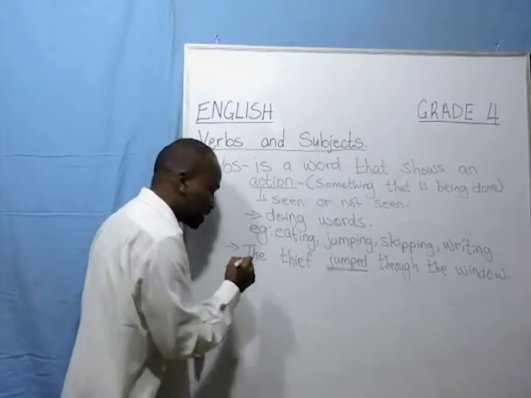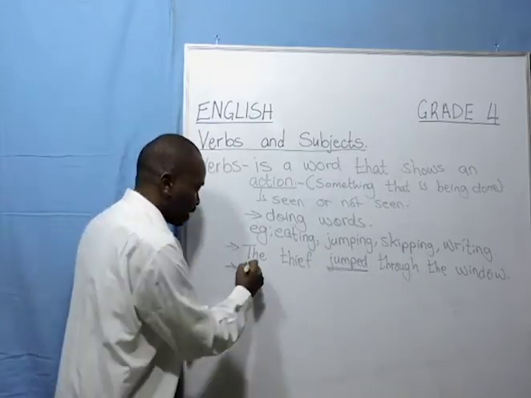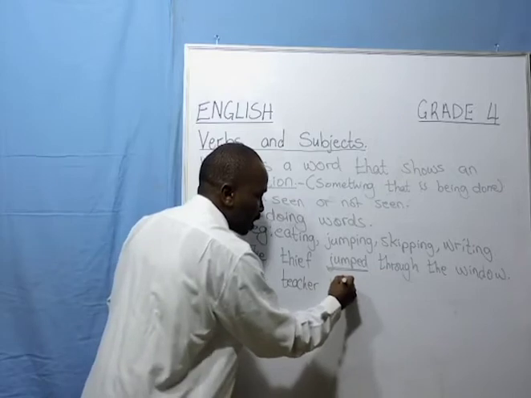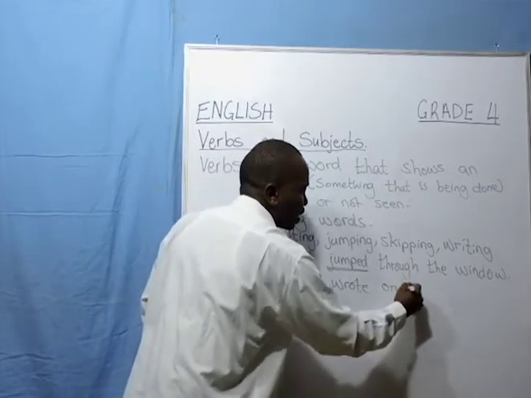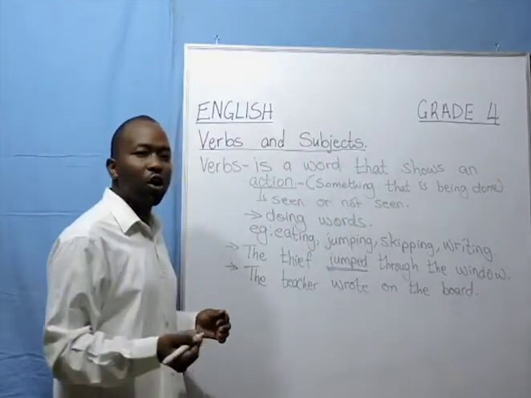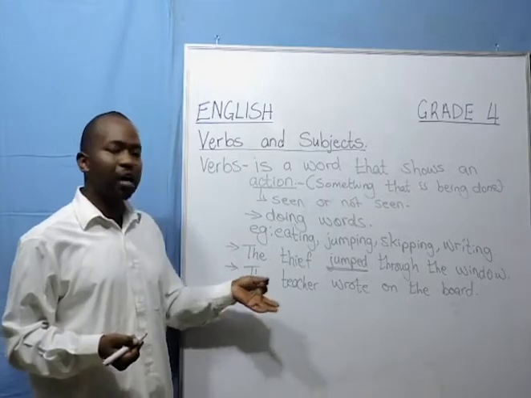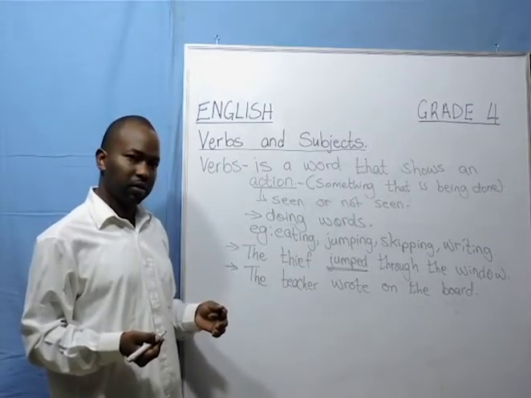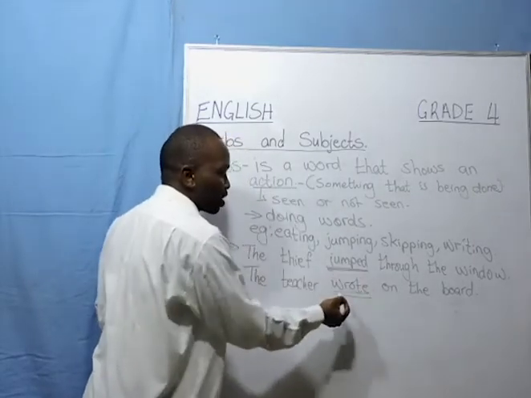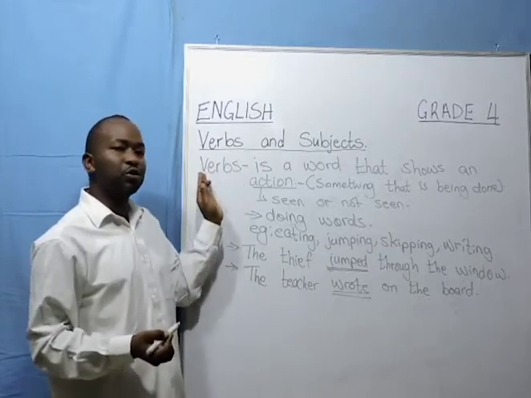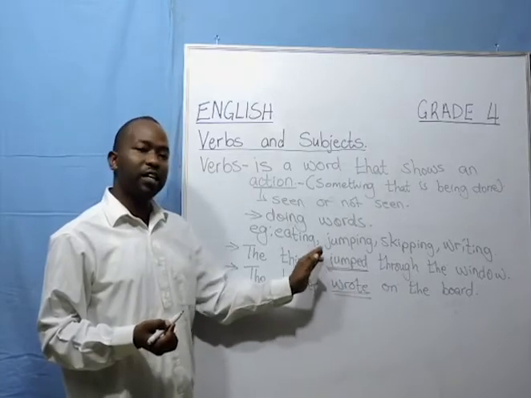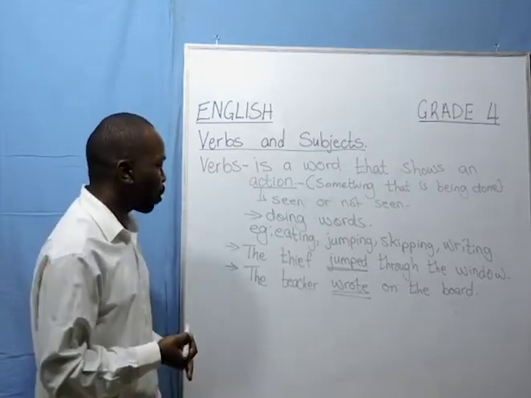We can have another sentence that will say, the teacher wrote on the board. Now, which is the action word in that sentence? Yes, the action word is wrote. So the words wrote and jumped are examples of verbs. And we have seen that a verb is a word that shows an action that is going on.